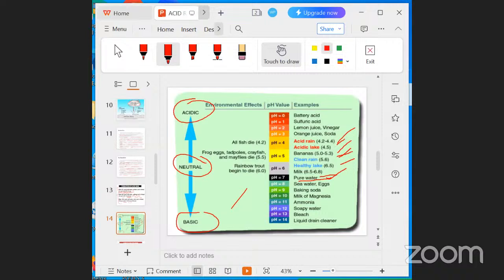You see in this picture, from 0 up to 7 it is called acidic, and from 7 to 14 it is called basic. So 7 is neutral, neither acidic nor basic.